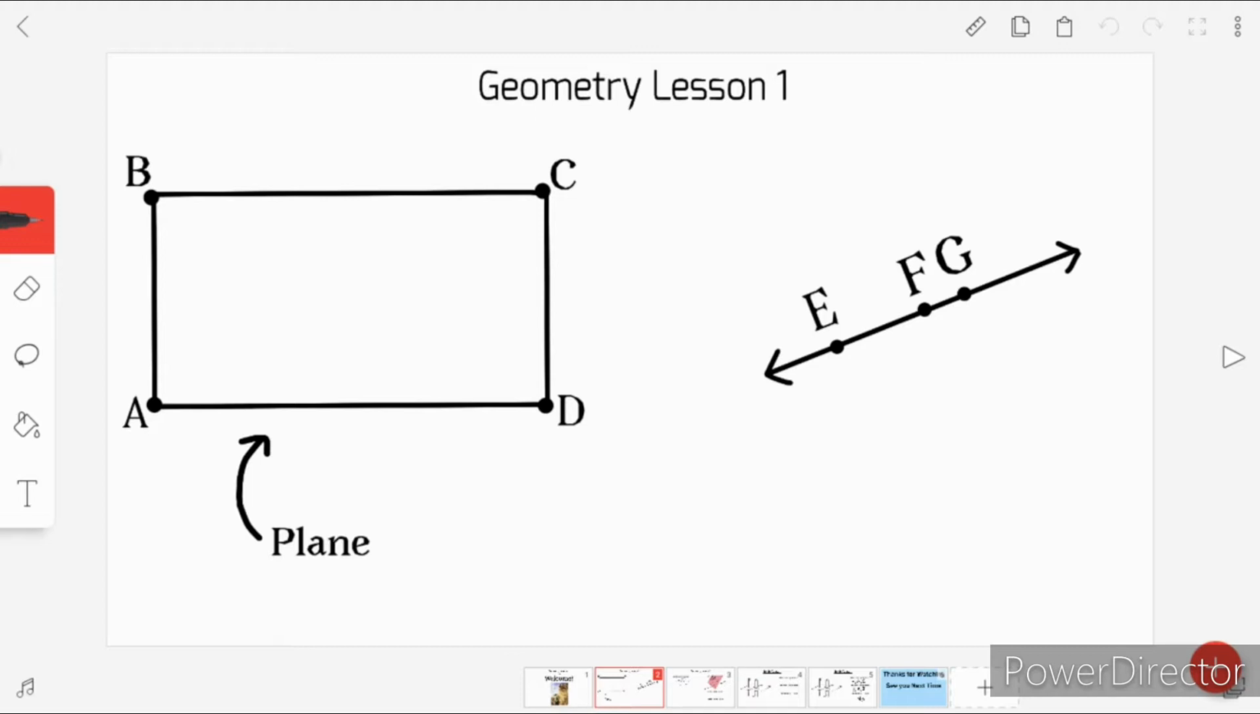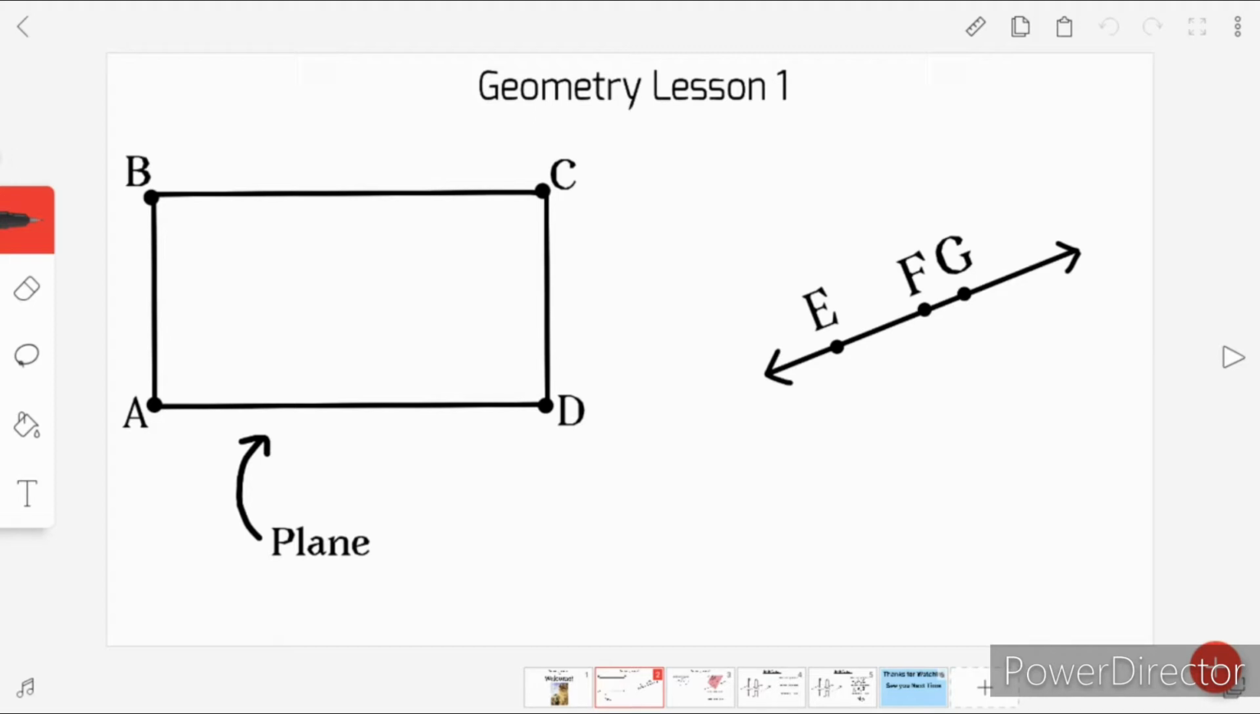We also have E, F, and G. Those are just points. If you go through them with an infinite line, not a line segment, which is closed on both ends, or a ray, which is closed on only one end, it's a line. What we use to describe these is called collinear.